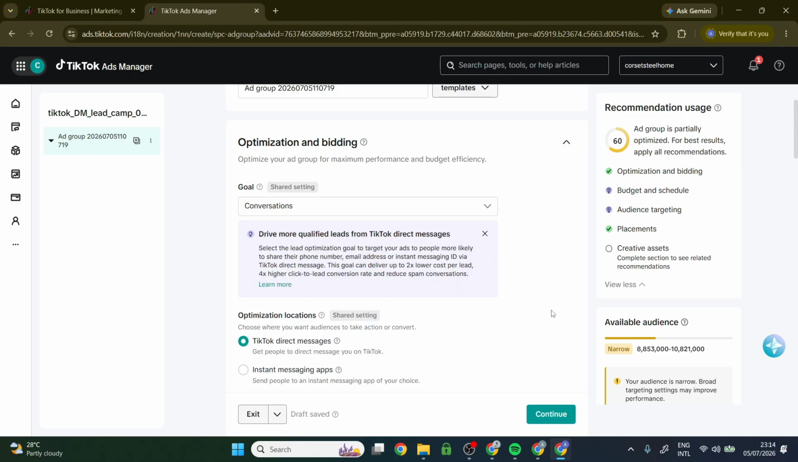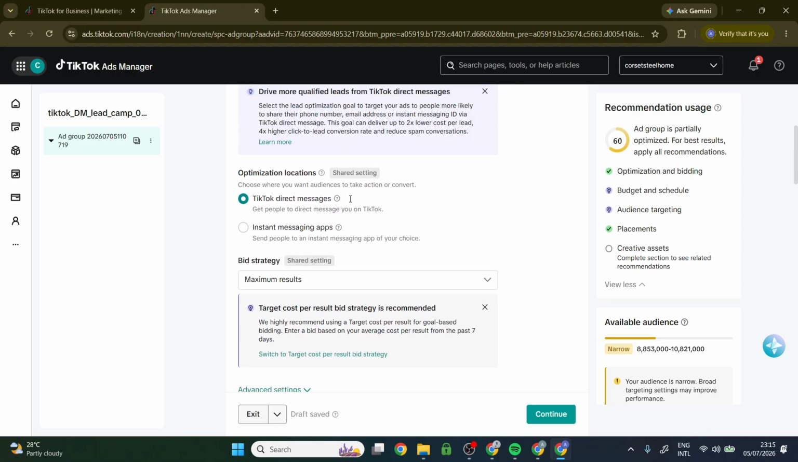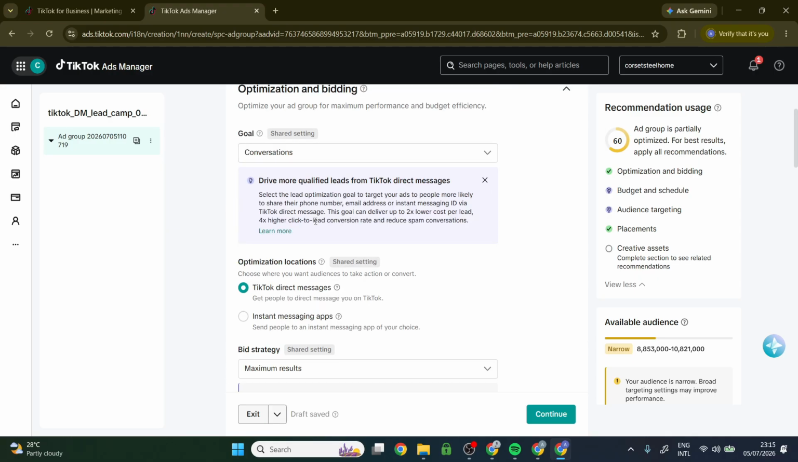And remember, we've done our targeting, so they are going to get people who are within the cycle of the targeting option that we have selected. And then your optimization location, definitely you need to select a TikTok direct message, because that is where you intend to send your clients to. So this is all you need to know regarding this level.